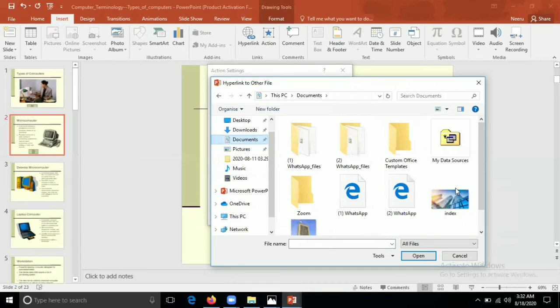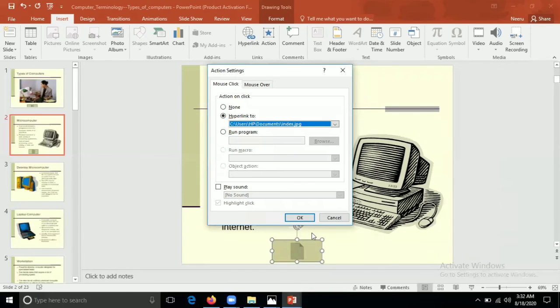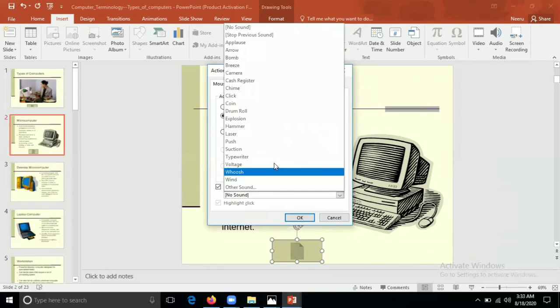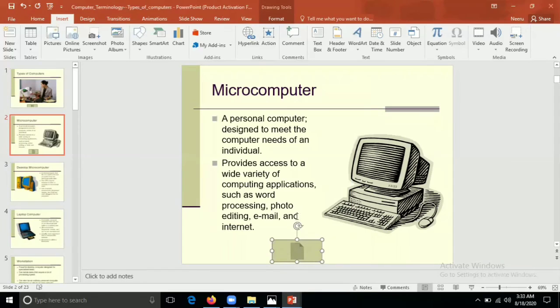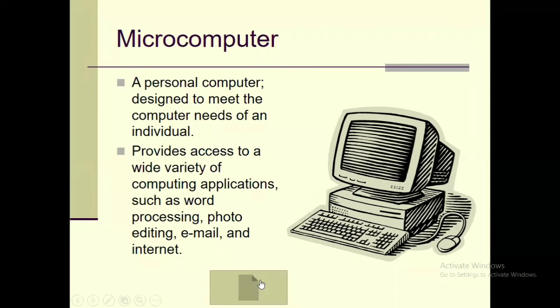See, for example, I want to make a link to this picture. Just select that picture and click on OK. If you want to play a sound also, just click on play sound. Whichever sound you want to play, just select it and then click on OK. Now I'm showing you the slideshow by pressing Shift plus F5 from the current slide. Click on it.